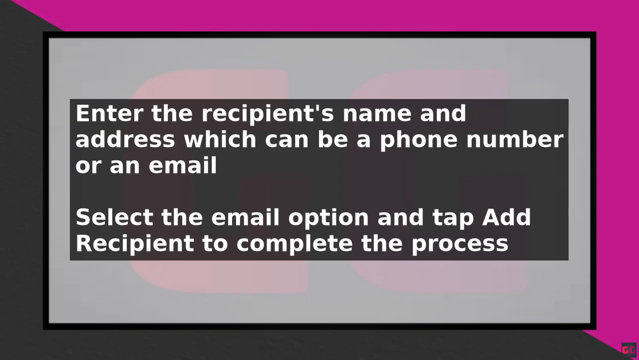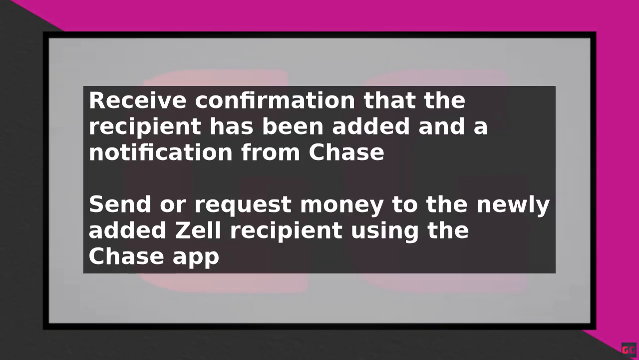On the Add Recipient screen, enter the recipient's name, followed by their address, which can be either a phone number or an email. After selecting the email option, you'll see a confirmation that the email has been added. Tap Add Recipient to complete the process, and you'll receive confirmation that the recipient has been added.